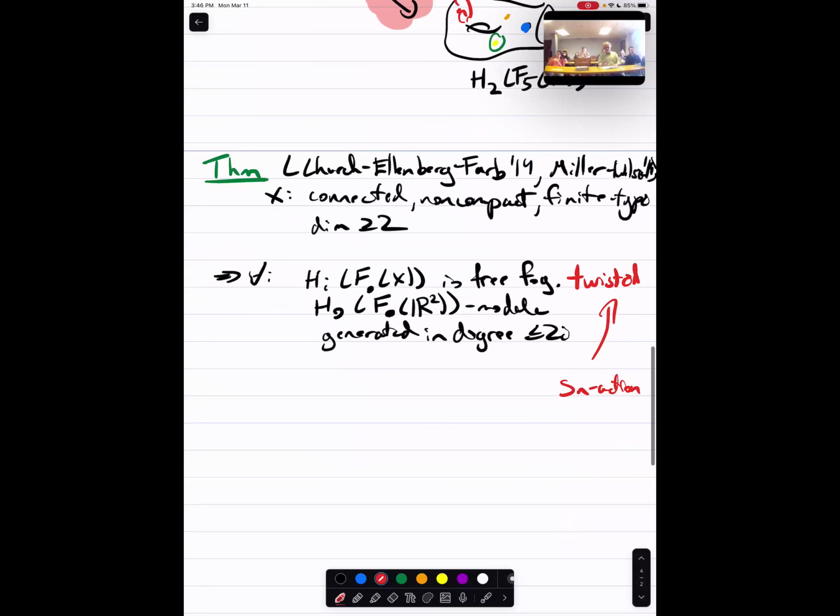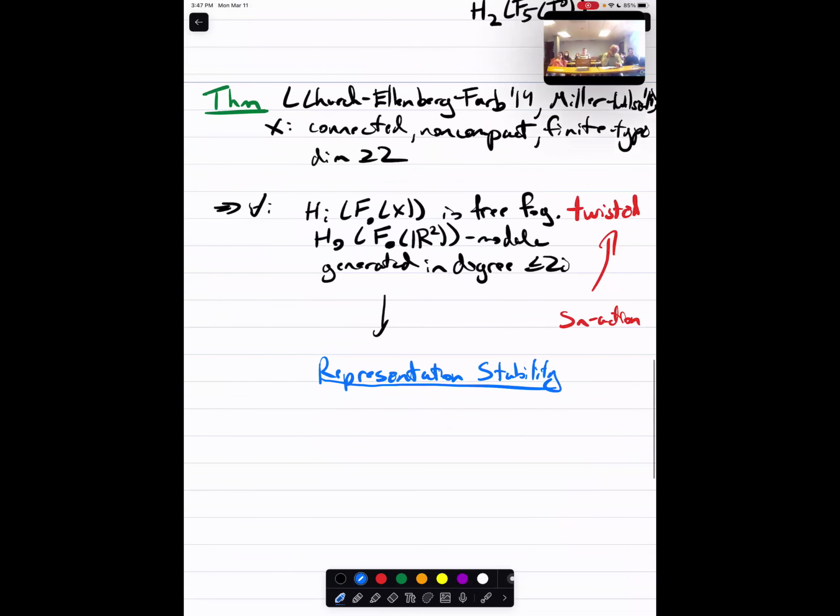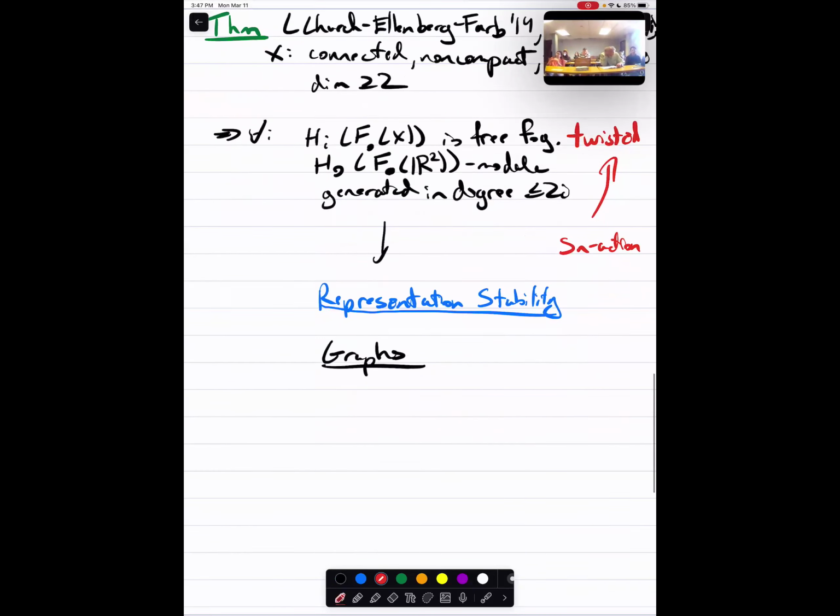And so we ask ourselves, can we get some form of representation stability for unordered configuration, homological stability for unordered configuration spaces, and some form of this representation stability, this Church-Ellenberg-Farb result, for ordered configuration spaces? And I'm going to say for graphs, for this unordered case, it's not so bad, but it's much more nuanced than this ordered case in a certain sense. So for graphs, we ask ourselves, what can we do? Well, we run into one problem immediately.